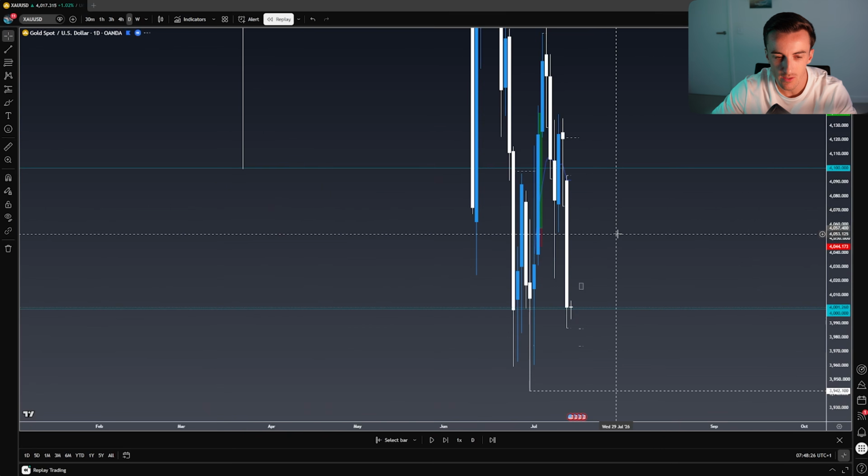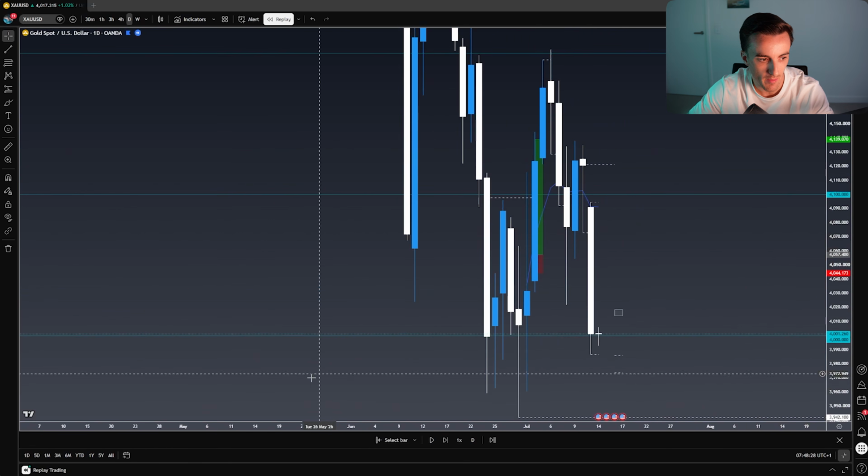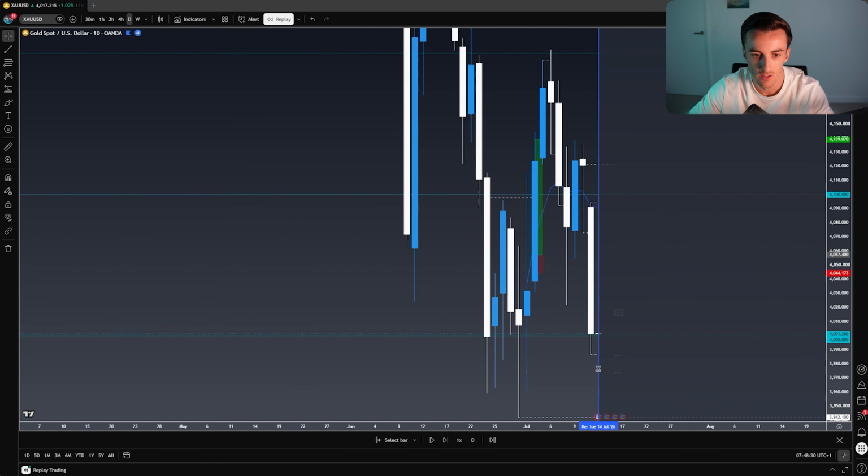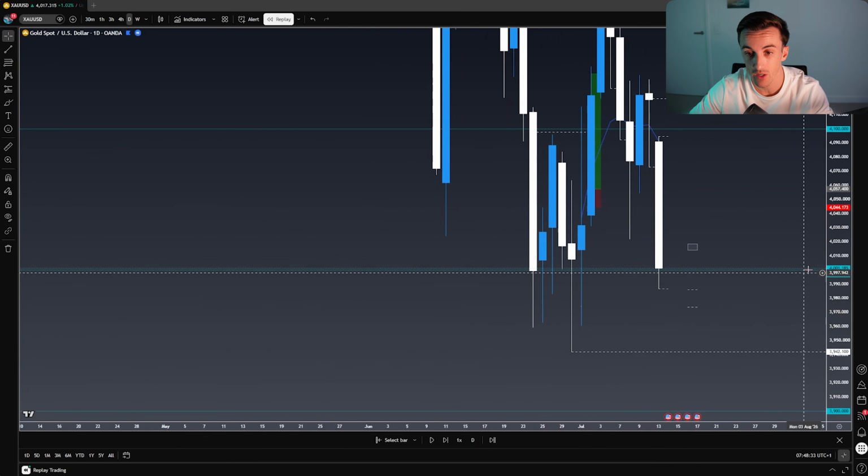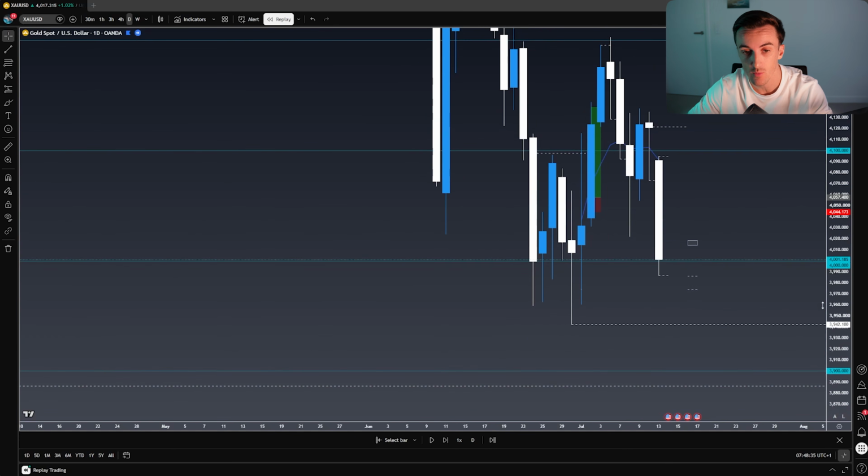So the first thing we're going to do here is start on our daily time frame. And I'm just going to replay this for a second so you guys can see one of my actual trades that literally just happened last week in the market.